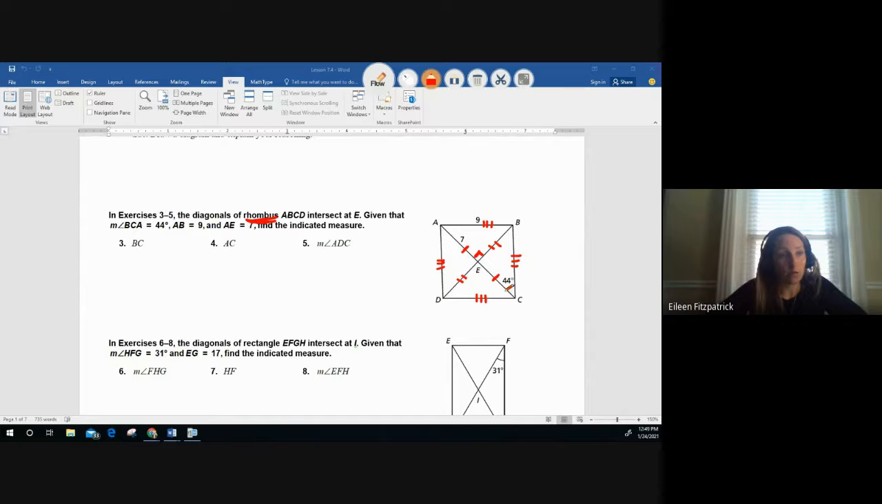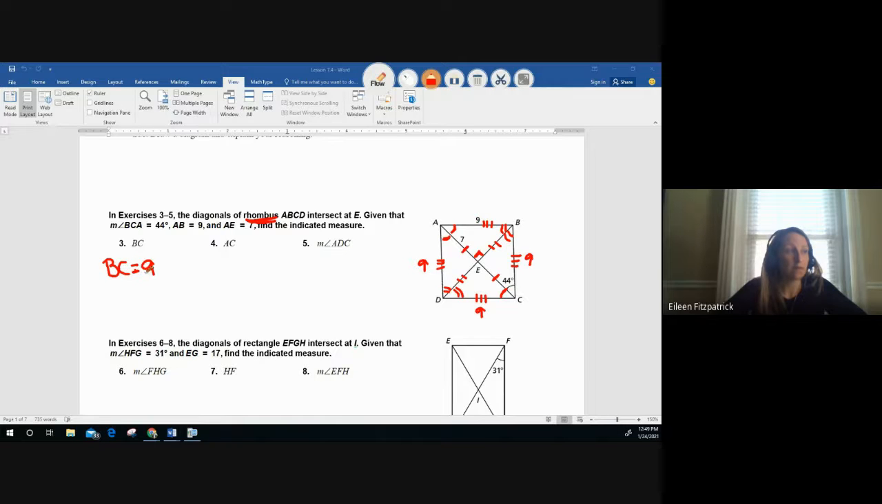So if this angle's 44, this angle's also 44, this angle's 44, this angle's 44, this angle is going to be congruent to this one, this angle is going to be congruent to that one. So lots of facts to keep in mind. All right, now that everything's labeled, let's see if we can figure out the different measurements. We want to know the length of BC, this side here. Well, if all 4 sides are congruent, that means they're all 9 units long because that's how long the top piece, AB, is. So BC is equal to 9.